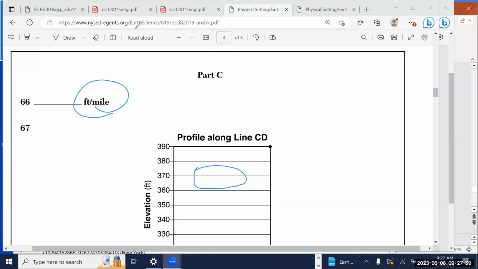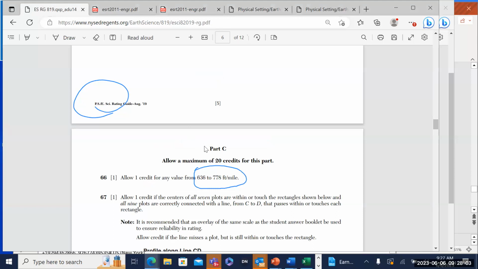All right, so once again, you could have said any answer from 636 to 778 feet per mile. The answer I got was 700, so it fits. And they're only looking for one answer. If they don't ask for a range, you don't put a range.